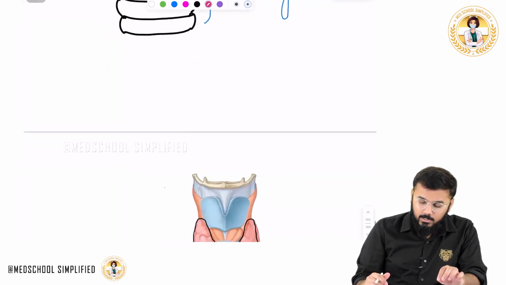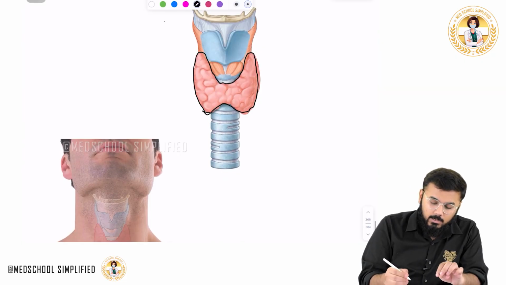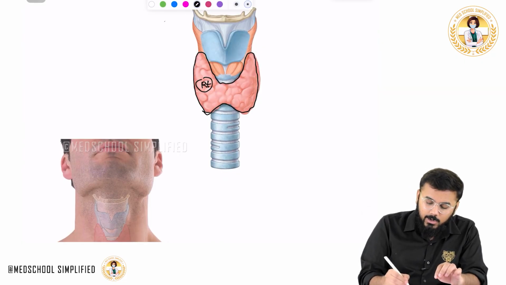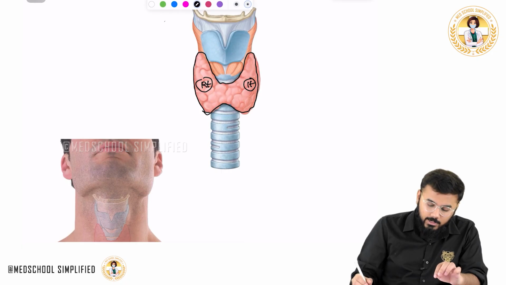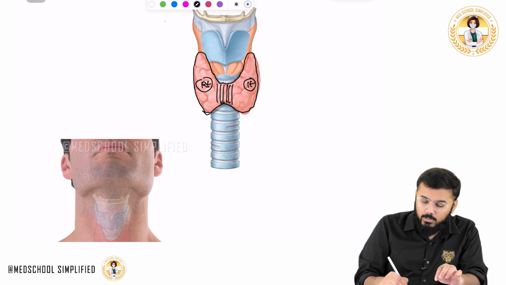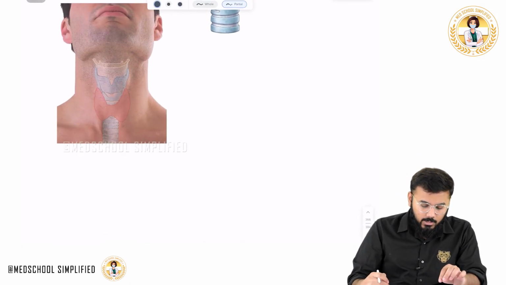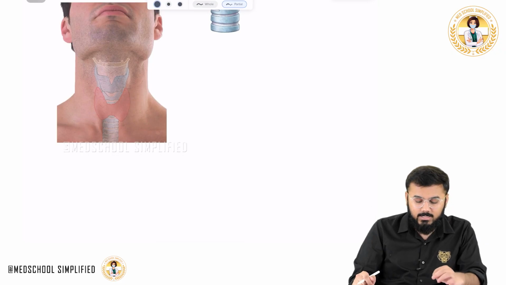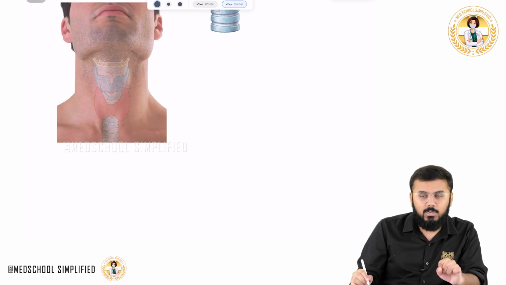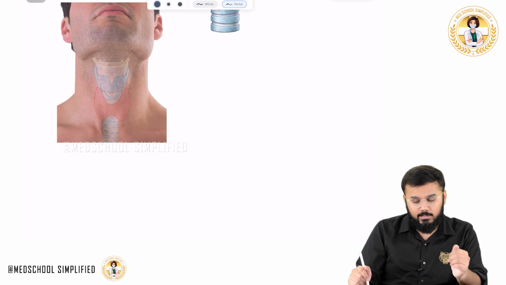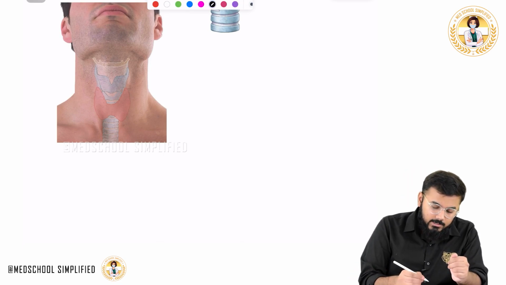So, no surprise, this part is called the right lobe of the thyroid gland. This is the left lobe of the thyroid gland, and this part in between is called the isthmus of the thyroid gland. Down over here you see the same picture. This is the exact position in relation with the neck where your thyroid gland is located. This is the exact position of your thyroid gland in the neck.